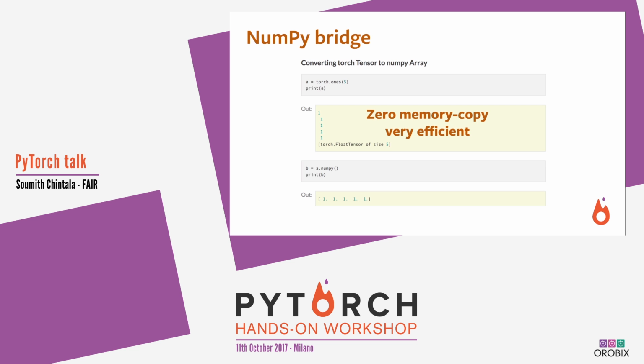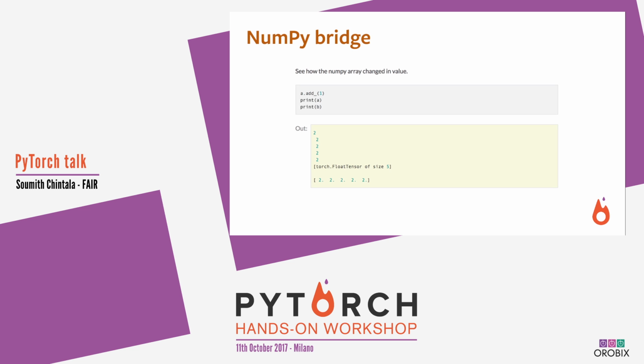This operation is almost free. You don't have any memory copy, so generally you can use this operation at will on CPU tensors. What makes it extremely efficient, and also practically interesting, is that once you convert a PyTorch tensor to a NumPy array, say A is your PyTorch tensor and B is your NumPy array, if you change anything in the tensor, the change will also be reflected in the NumPy array. So you don't need to constantly keep converting your tensor to a NumPy array back and forth.